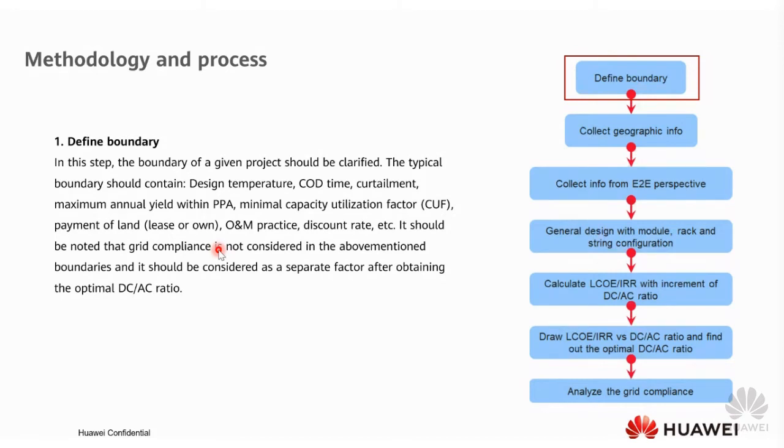So the first step is to define the boundaries. For example, what is the design temperature, what can be the commissioning time of the power plant, what is the available land in that area, and what is the discount rate for that country or in that economic time. It's important that at this stage, the factors mentioned by the DSOs should not be taken into account. It will be a separate last step. After the whole process, we can take into account the grid requirements.